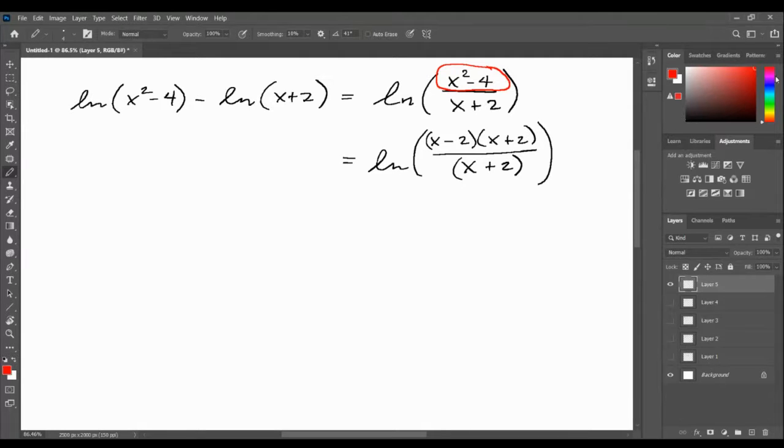And now that I have that, I can see that those two factors are identical. So I can cancel those because anytime x plus 2 is divided by x plus 2, we get 1. And this is simplified to the natural log of x minus 2. So while we had polynomials there, one was a quadratic and one was linear, the difference of those logarithms, because they had the same base, allowed us to use the quotient rule. Then we could factor and simplify and get this down to a single term.